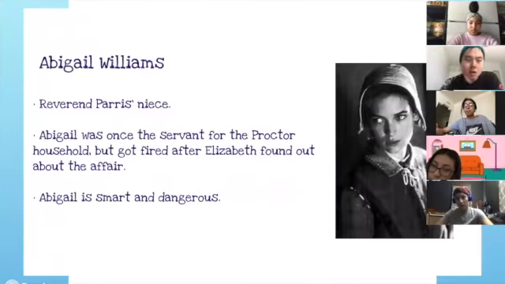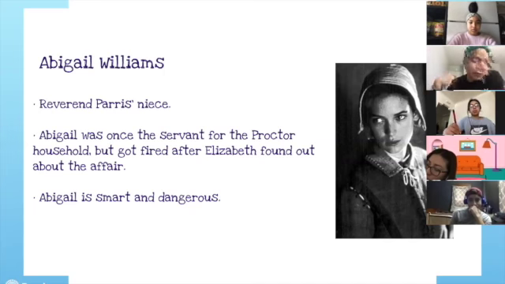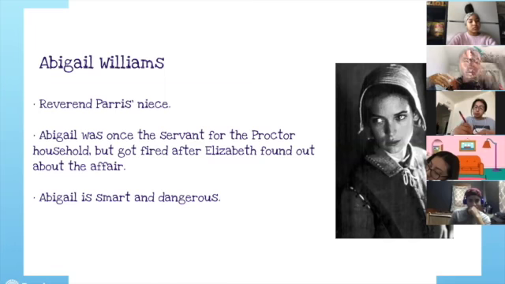All right, the antagonist of the story, Abigail Williams. She is a 17-year-old girl. She is the niece of Reverend Parris, who's also going to be a force of evil in the story. She was once a servant of Proctor, as we said, but she gets fired because the wife of John Proctor finds out about the affair.